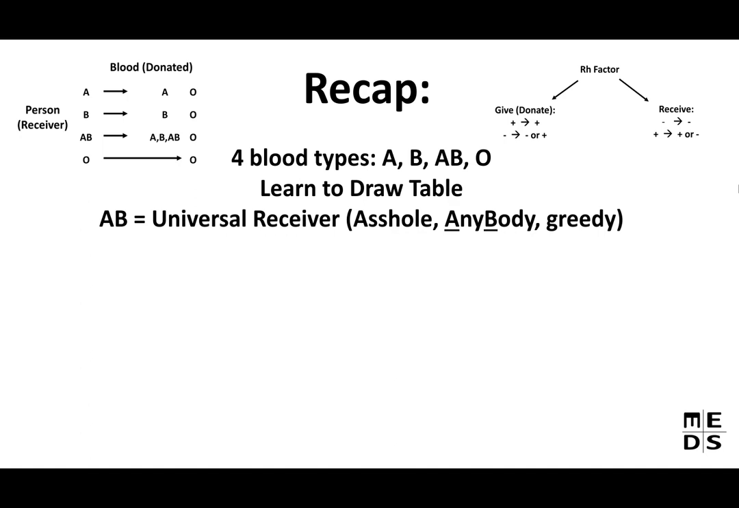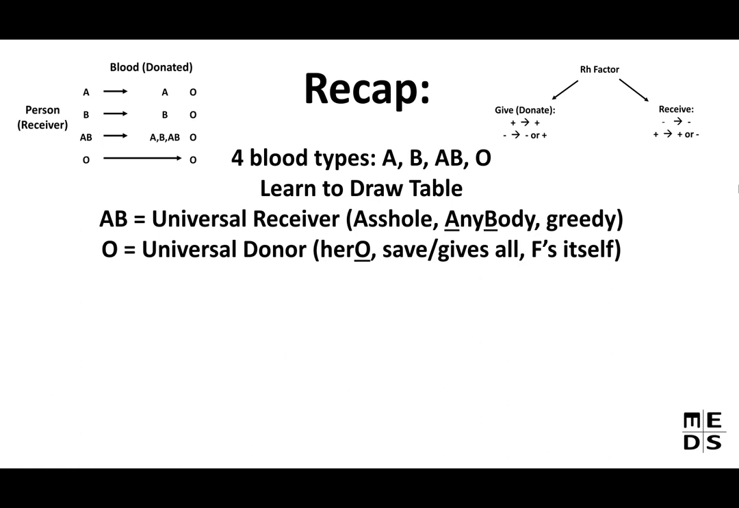Remember, AB is the universal receiver, means that he's the asshole. He can receive anybody, and he's greedy. He will only give to himself. And then O, which is the universal donor, is the hero. Will save and gives to all, but actually ends up screwing himself.